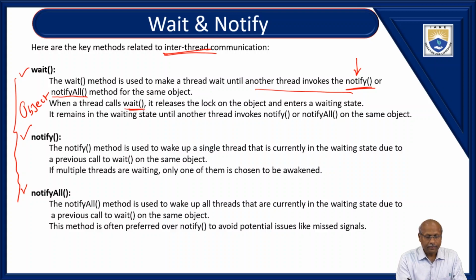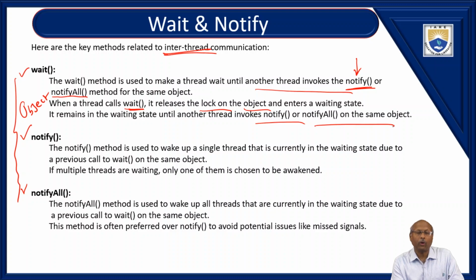When a thread calls wait, it releases the lock on the object and enters the waiting state. It stays in the waiting state until another thread invokes notify or notify all on the same object. Whatever resource you are using, whoever is using it, whenever its task is over, it will send a notification: yes, my work is over, please come and do the task. So the thread waiting to use the resource will wake up, so that only one thread will come and use it, because multiple threads are not allowed to use the same resource at the same time.